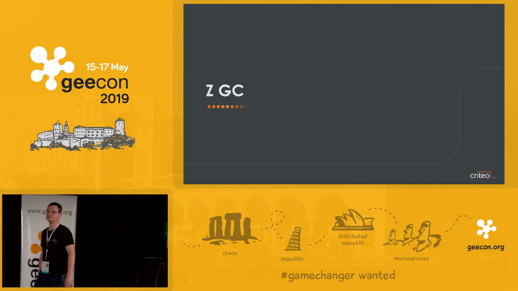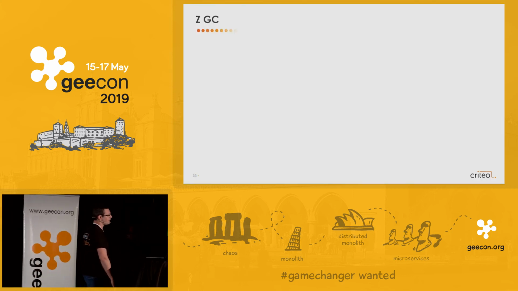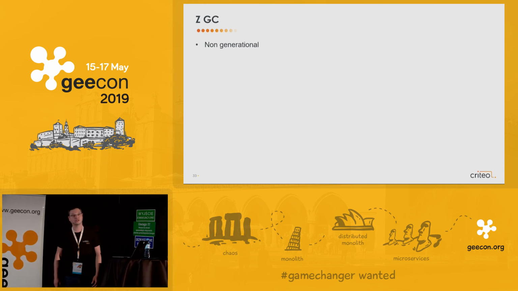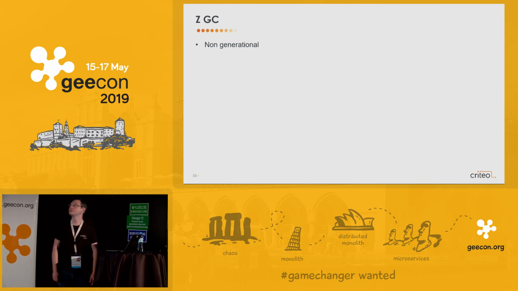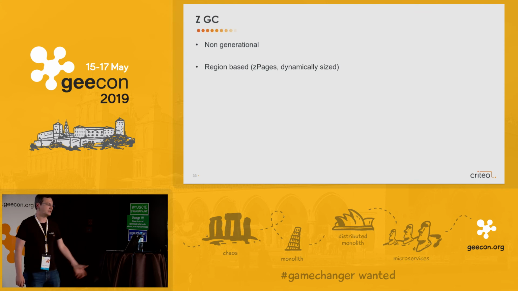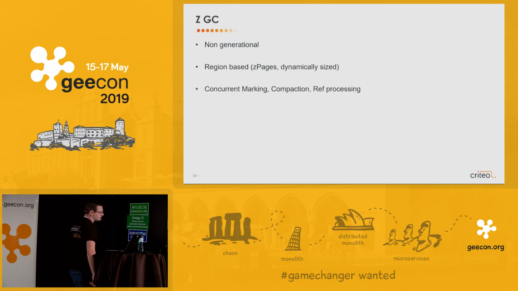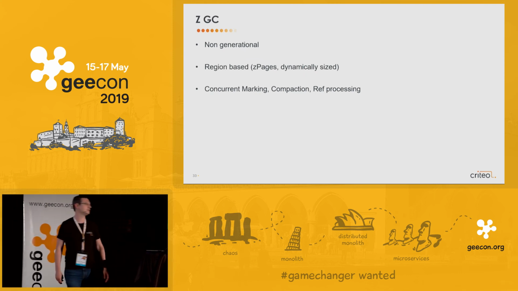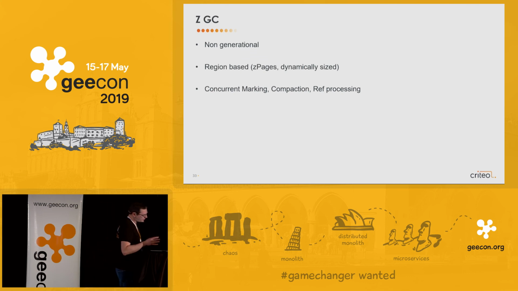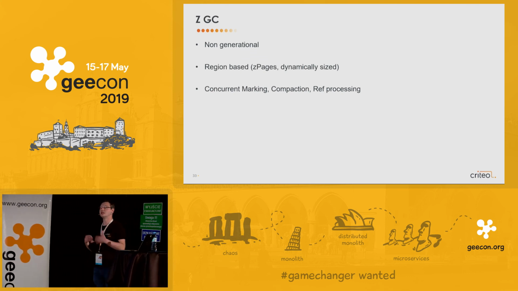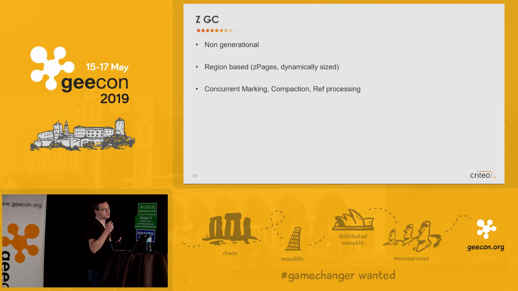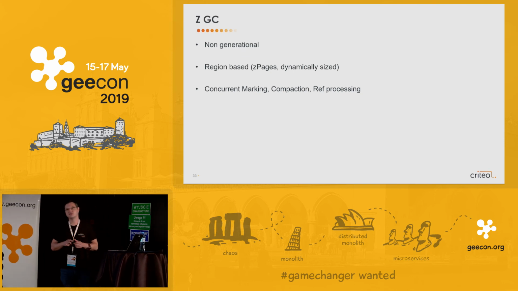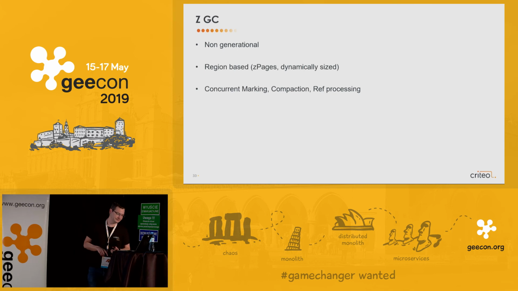So finally, ZGC. Don't worry, it will be very fast. At this point, it's non-generational, but they are planning to get a generational one. It's also region-based. They call them ZPages, dynamically sized. They have concurrent marking, concurrent compaction, and concurrent reference processing. That's new compared to Shenandoah, but not to C4, because C4 also has concurrent reference processing. Concurrent reference processing handles all the special references like weak, soft, phantom, and finalizer.